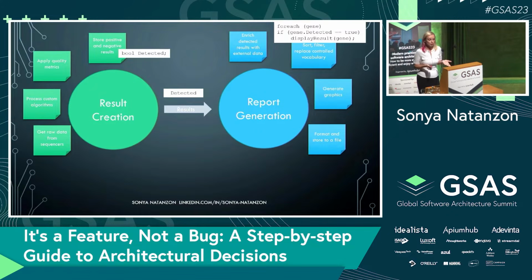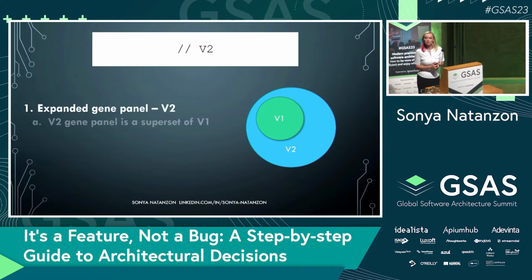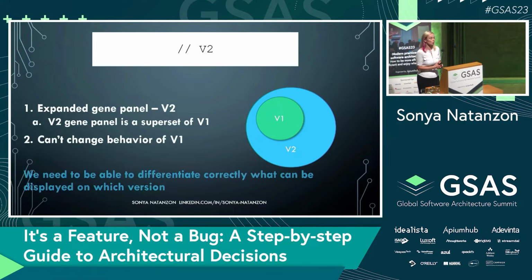Detected is our first Boolean, and this is our first version of a test that goes to market and is very successful. Of course, nothing ever stands still. We do more research, and we get to a much broader gene panel, and we creatively call it V2. We now need a V2 report that's going to show results from that V2 gene panel, but we're working with a couple of constraints. First of all, we can't really change how our V1 behaves. This is now a test on the market, and it's regulated by a regulatory body.